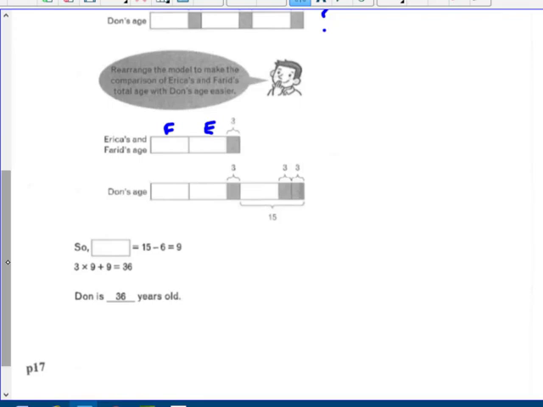Here, where Don is 15 more than them, so here's the equivalent, as you can see, a Farid, and 3 years for Erica, a Farid, and 3 years. So you can see that Don is 15 years older. So the unit bar is 15, take away the 6 that we already know, gives us that bar would be equal to 9. So Don, if I add this together, 9 plus 9 plus 9 plus another 9, 3 and then the 6. 4 times 9 is 36, or 3 times 9 plus 9 more, you get 36 years old.